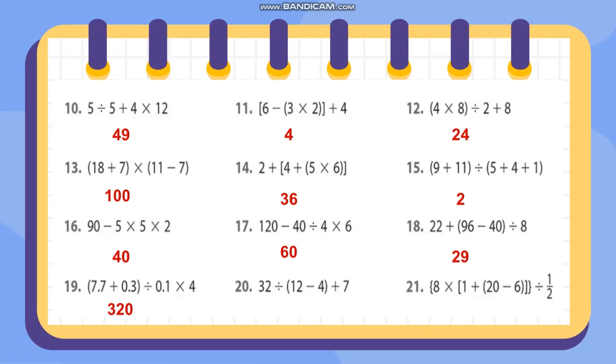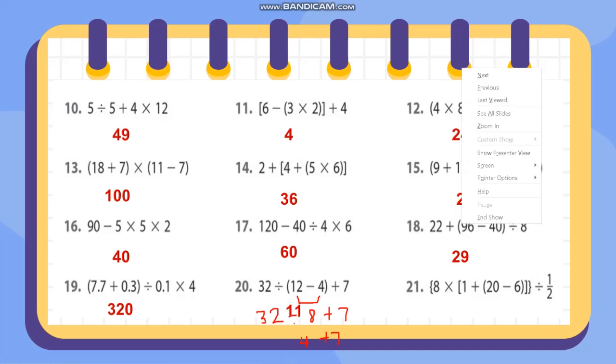Next, question number 20. 32 divided by 12 minus 4 plus 7. So 12 minus 4 is equivalent to 8. Then plus 7, then we have 32 divided by 8, which is equivalent to 4 plus 7. That's why the answer is equivalent to 11.